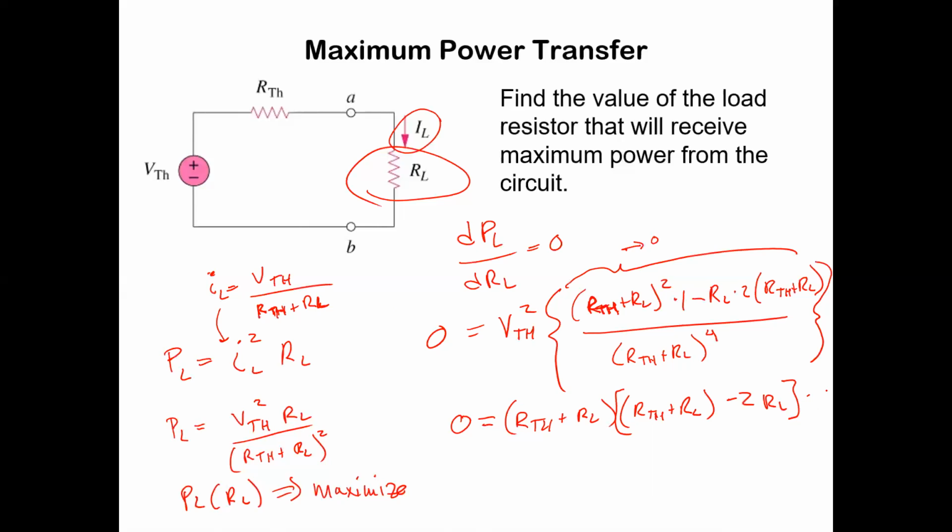And we can't really make that factor equal to 0, but we could make this one equal to 0. And that's going to equal 0 when RL equals R Thevenin.